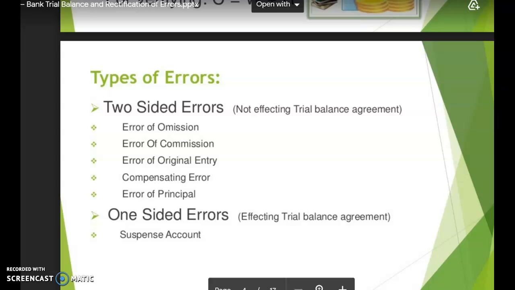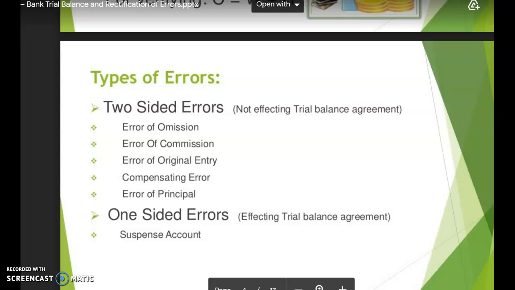Now when we prepare the trial balance, the totals will agree, because in Ram's account the debit side is 900 excess and in Sohan's account the debit side is 900 less. So both errors compensate each other. Another type of error is called the error of principle. The spelling of principle is given wrong here.